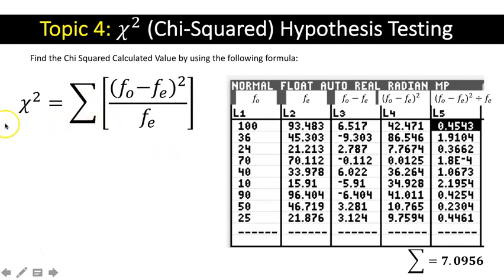The chi-square calculated value, just like its name suggests, is something we are going to have to calculate. Now there is a formula. Here is chi-square. It is the sum of the difference between the observed frequencies and the expected frequencies squared, divided by the expected frequencies.